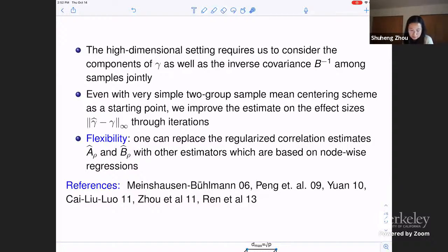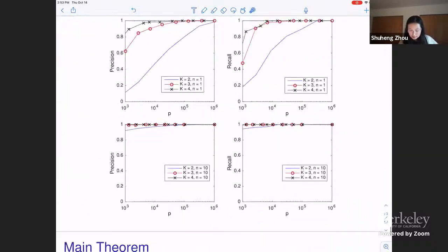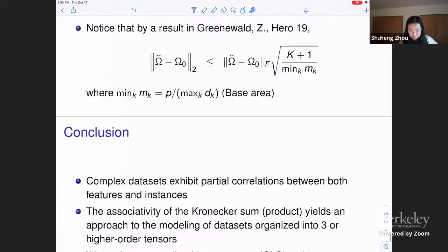Even with a very simple two-group sample mean centering scheme as a starting point, we improved estimation, essentially making it efficient from the classical theory on GLS. One can definitely replace the estimator with a node-wise regression, for example, and get even sharper rates of convergence. In some of my ongoing work, I'm exploring this method for multivariate data, also under missing values. I will skip the whole theory on the Tensor Kronecker Sum because of the lack of time.